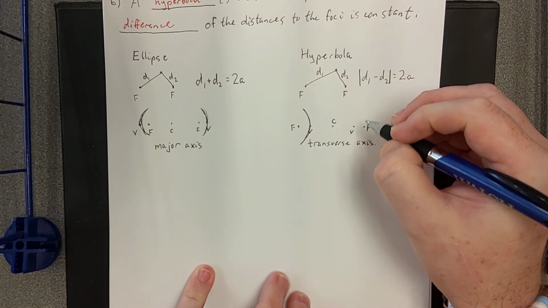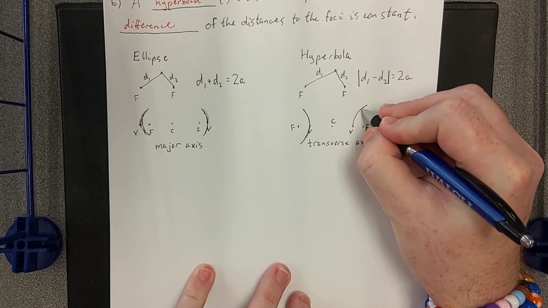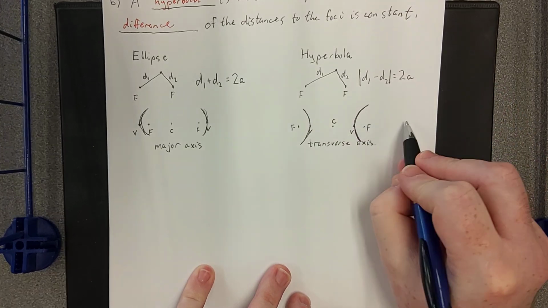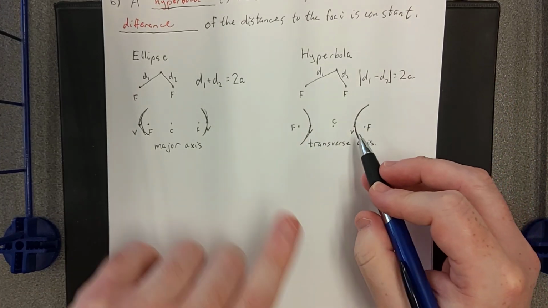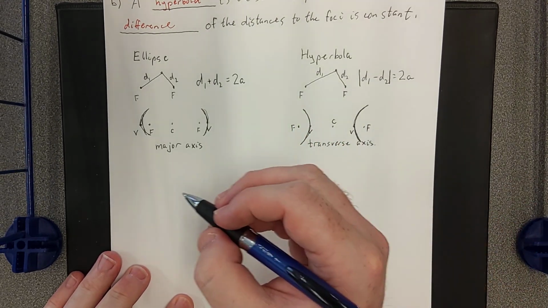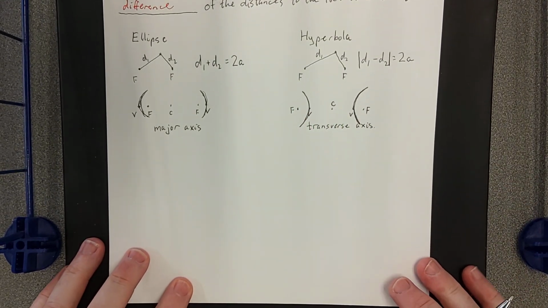The difference between the ellipse and the hyperbola geometrically is that the hyperbola just has two sides. We've got one side opening this way and one side opening this way, and the two do not connect in the middle. Additionally, we have some distances associated with this.